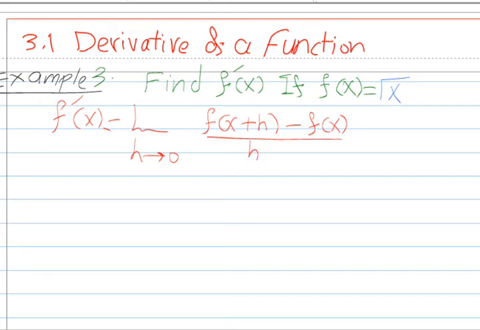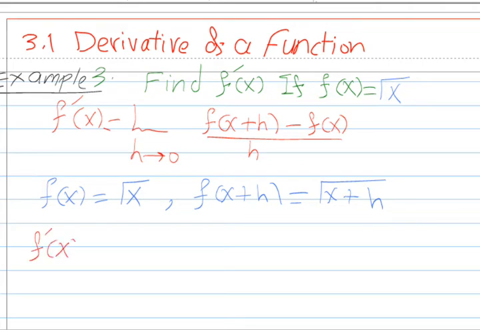But our function here is f of x equals radical x. So what is the value of f of x plus h? It is radical x plus h. Let's substitute in our problem. So f prime of x equals the limit as h approaches 0 of f of x plus h minus f of x, which means radical x plus h minus radical x, over h as h approaches 0.